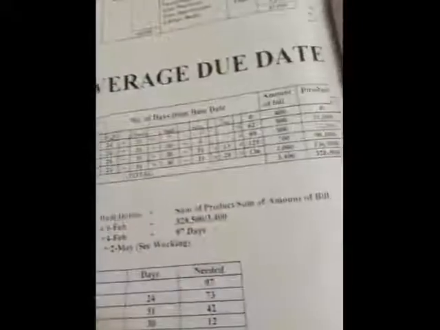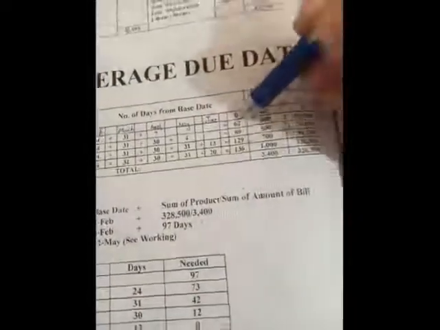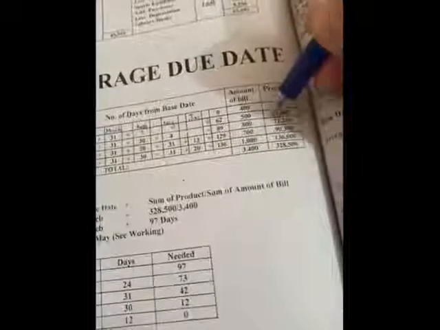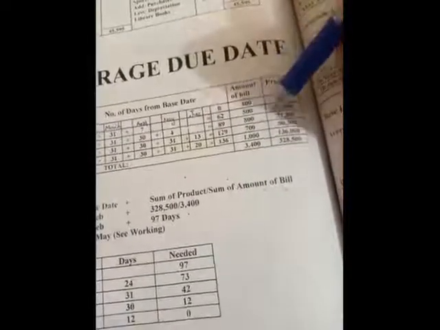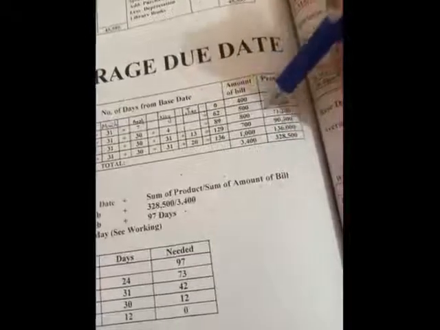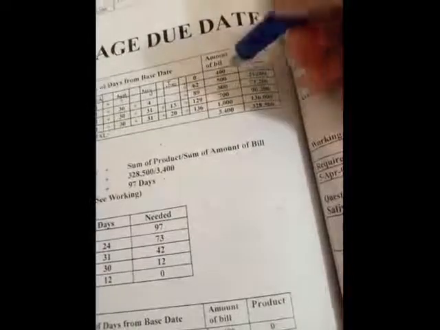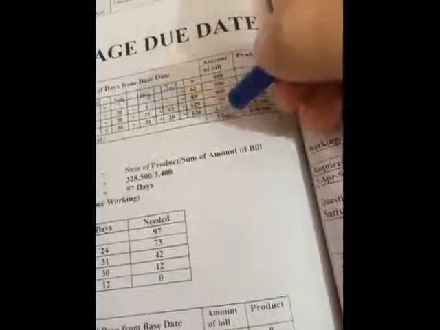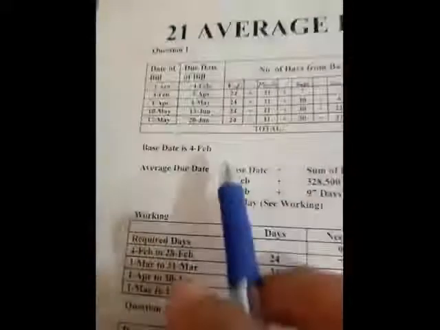The next step is to multiply the number of days with the amount. We have multiplied the number of days with the amount and found the product. The next step is the summation of amount and summation of product. You have to sum up this column and this column. We have summed up the amount and found 3,400, and we have summed up the product and found 3,28,500. The next step is the application of formula.